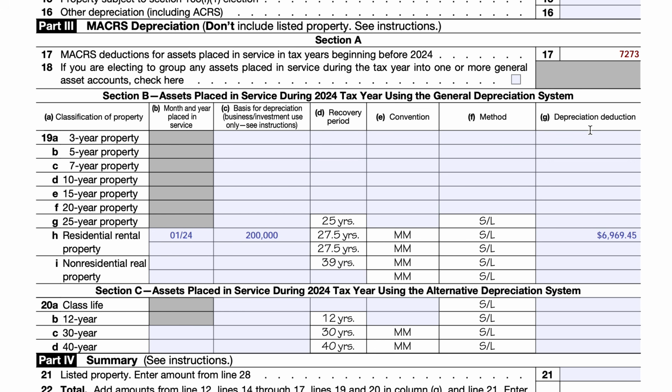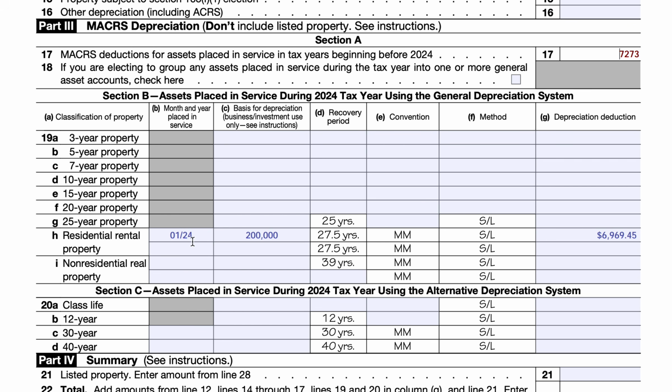There are various conventions that you would use to determine how much depreciation you can take on those ends. There's what's known as a half-year convention. There's what's known as a mid-quarter convention. And finally, there's the mid-month convention. The mid-month convention refers to how you would calculate the depreciation for the year that you placed an asset into service. That brings us to this line right here.